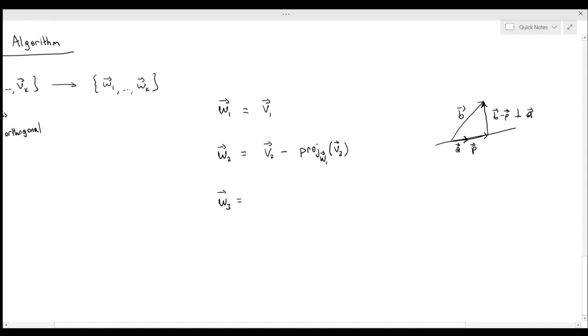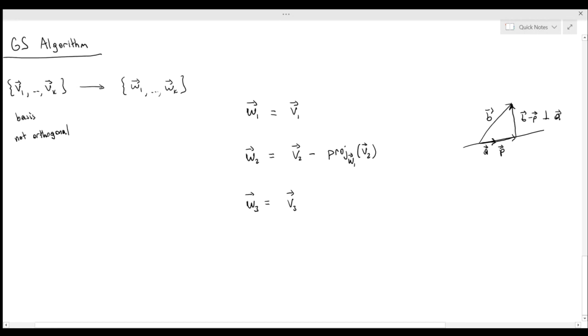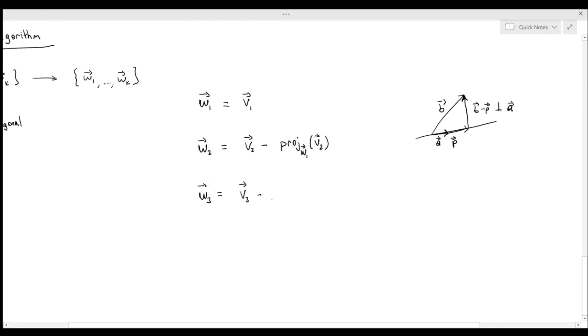Then after that, if you want a third vector, one which is orthogonal to both W1 and W2, what we can do is take the vector V3, the next vector in the original basis, and then subtract its projections onto W1 as well as W2. By subtracting its projections onto both W1 and W2, that will guarantee that we have a vector that's orthogonal to both W1 and W2.